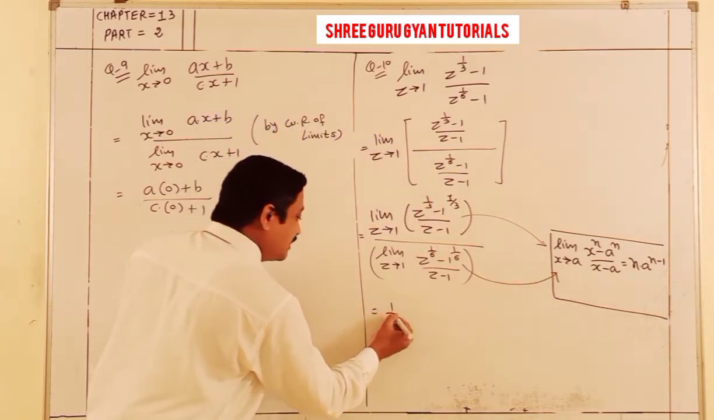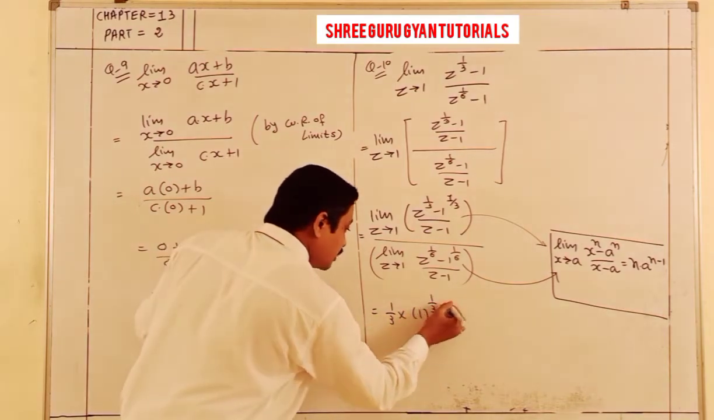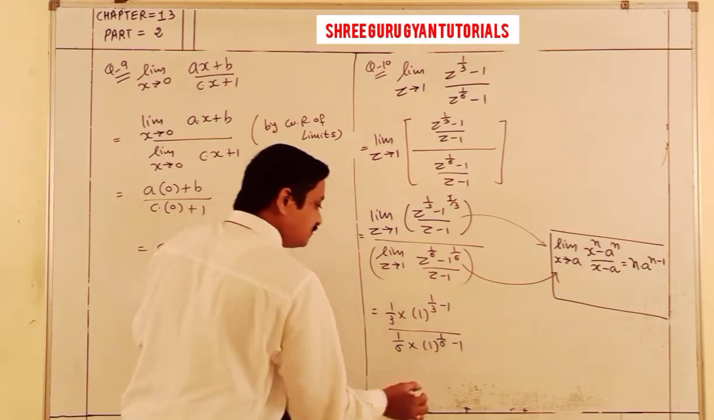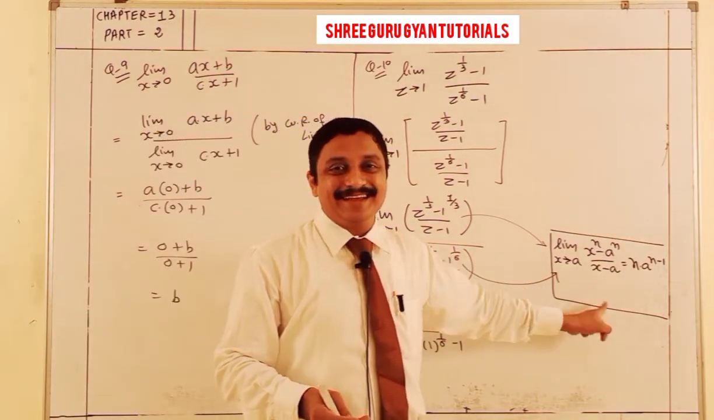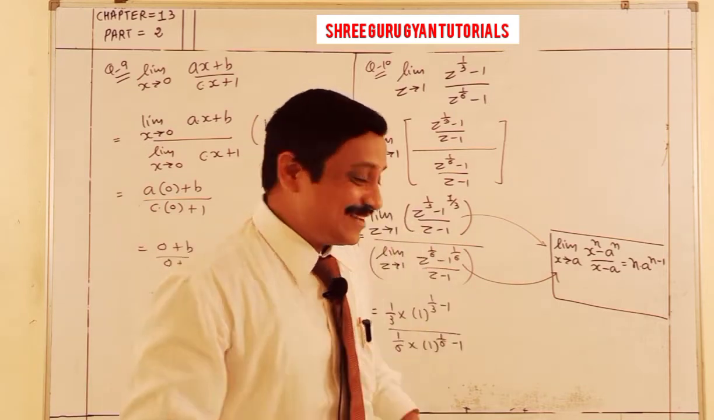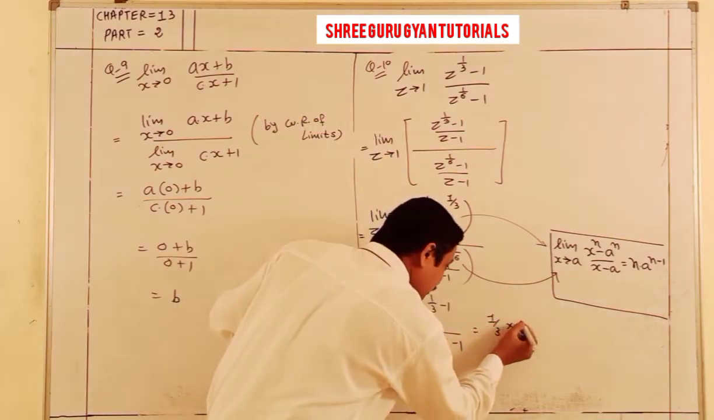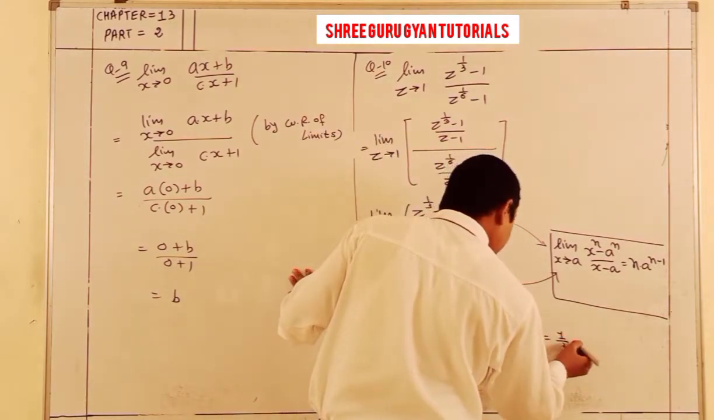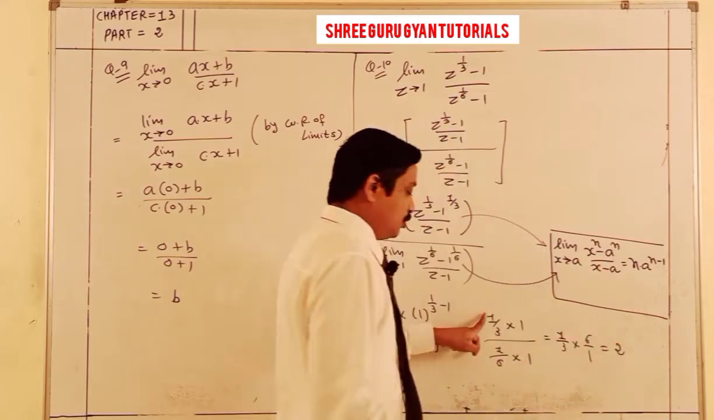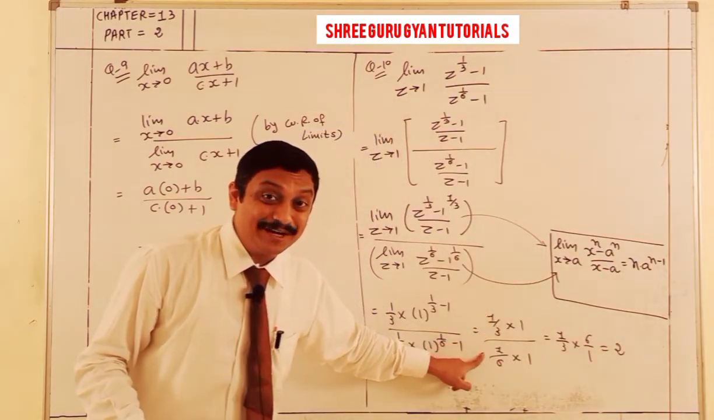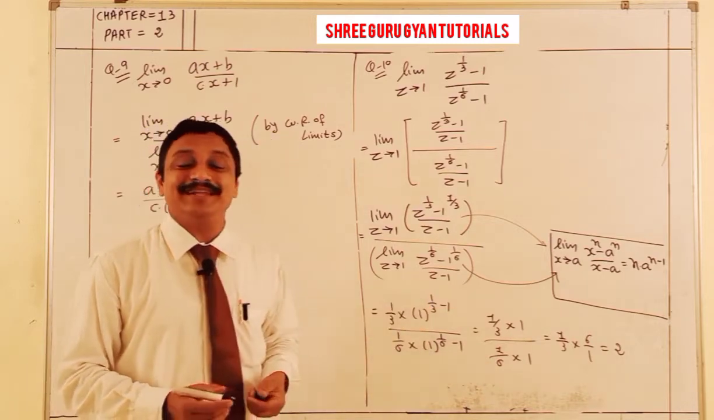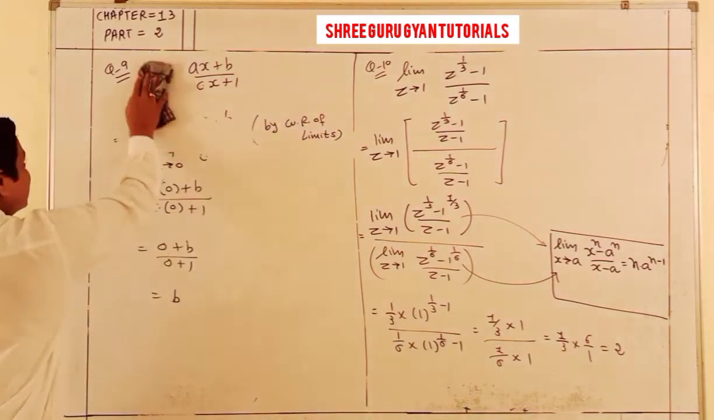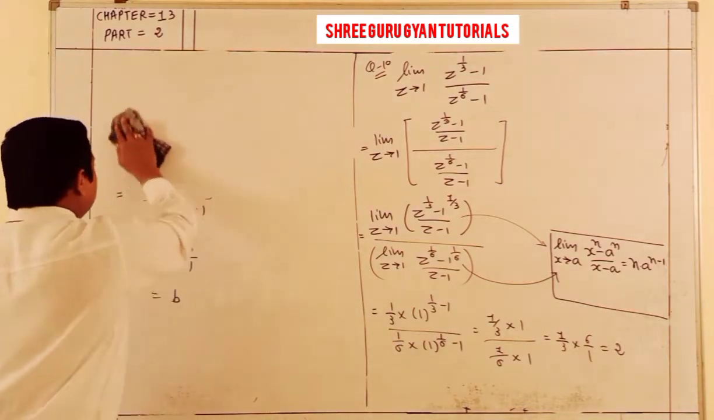So my answer is 1 by 3 into 1 raised to 1 by 3 minus 1, same here 1 by 6. I operate this property: 1 raised to anything is 1 only. So my answer is 1 by 3 into 1 upon 1 by 6 into 1. So 1 upon 3 into 6 upon 1; numerator, denominator, denominator, numerator. Your answer is only 6 by 3, indirectly 2. Yes, that's the short and sweet answer. Students, that is done. Continue. Question number 11.